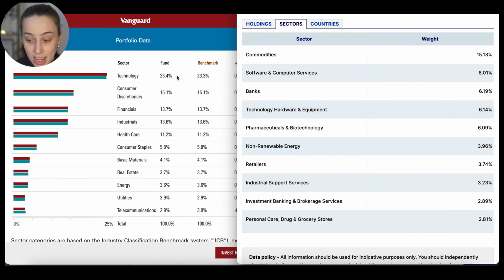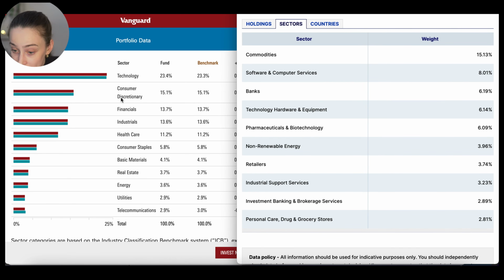If you don't like that, however, you may be more suited to the Lifestrategy fund, because we can see here that actually the largest weighting is towards commodities. You've got software and computer services in second place, and then technology in fourth place, but it's not as largely weighted as the Global All Cap is. And you can see here that actually the breakdown is very different.